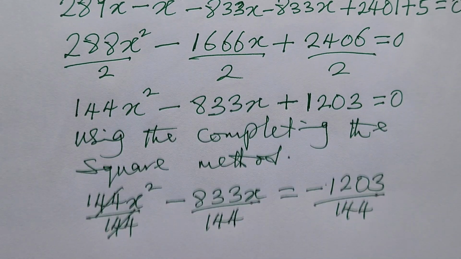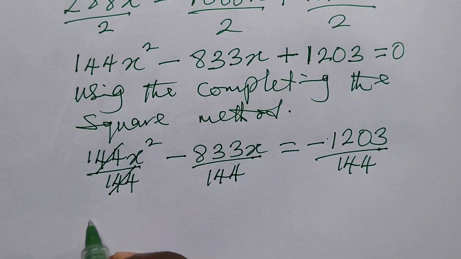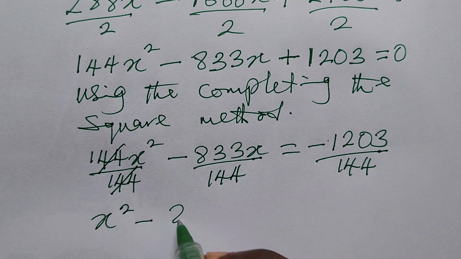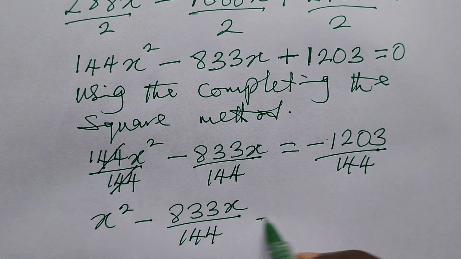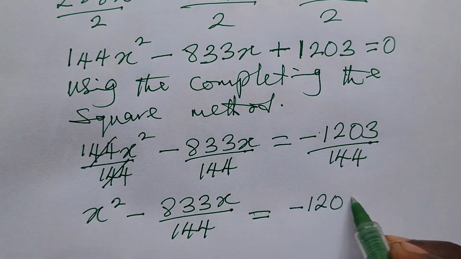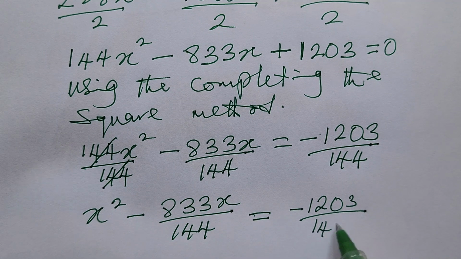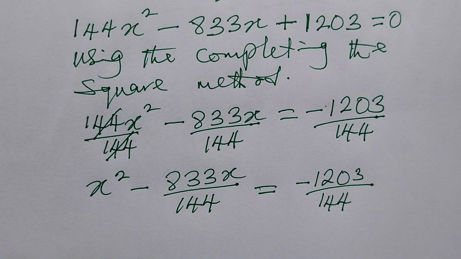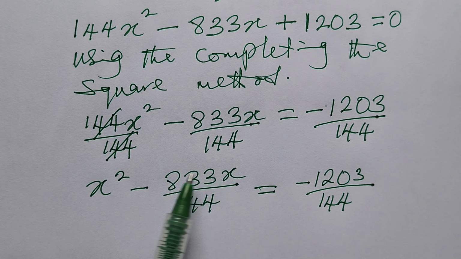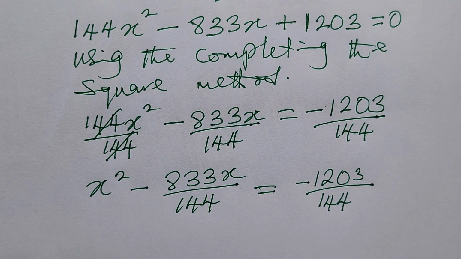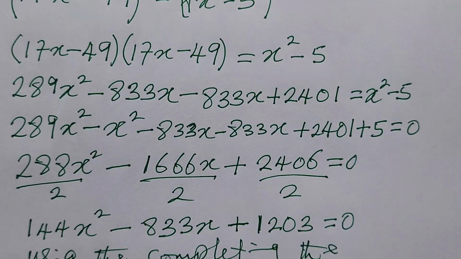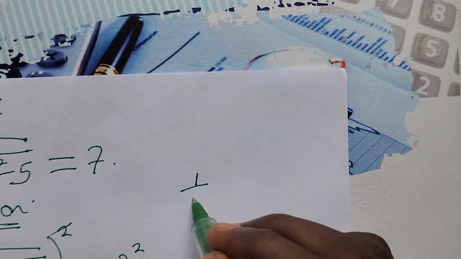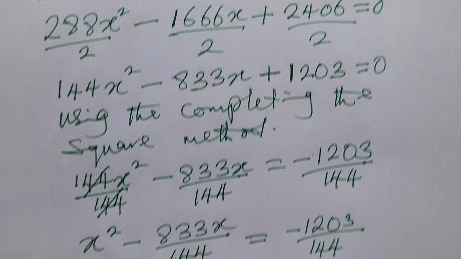So we now have our equation to be x to the power of 2 minus 833x all over 144 equal to minus 1203 all over 144. At this point, we multiply the coefficient of x by half, then square it and add it to both sides of the equation. What does that mean? It means we have to say 1 all over 2, which is half, times, where's the coefficient of x? Look at the coefficient, which is 833 all over 144.